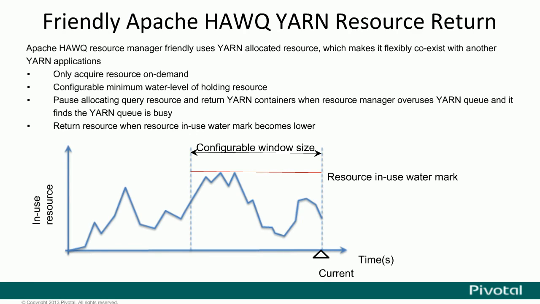And we call this friendly Apache Hawk YARN resource return. Hawk's not going to reserve all the resources it needs to run queries at all times and never give those back. So it'll allocate the minimum number it needs at first, and then allocate more containers after it gets the query plans if it needs more. So we'll have a minimum number, and then we can ramp that up.